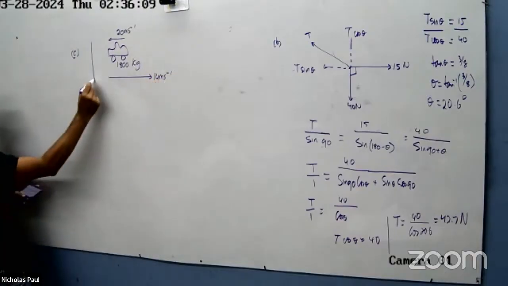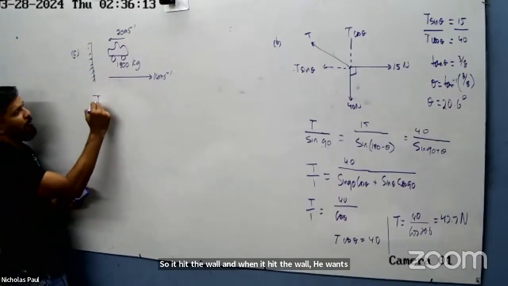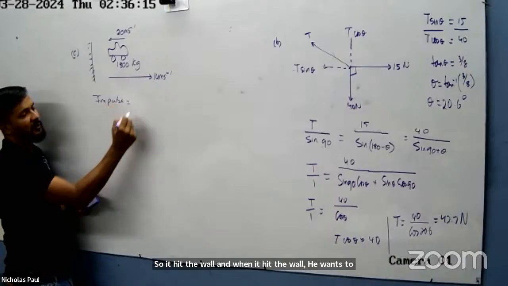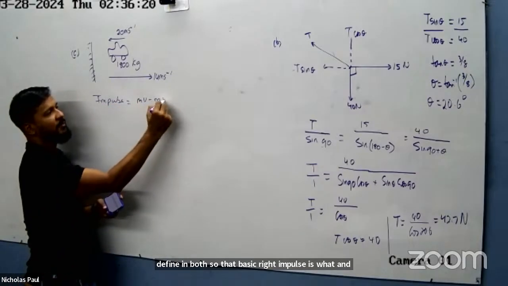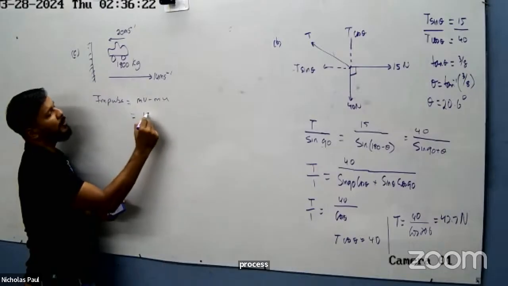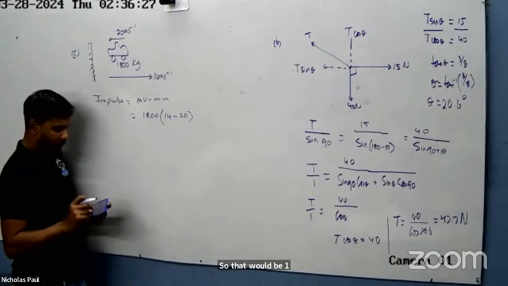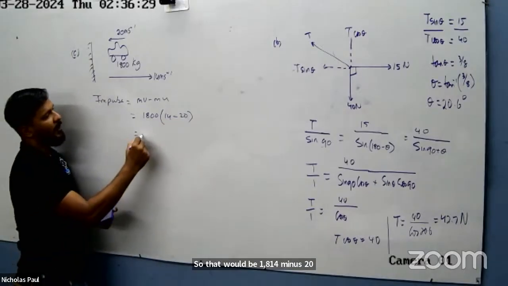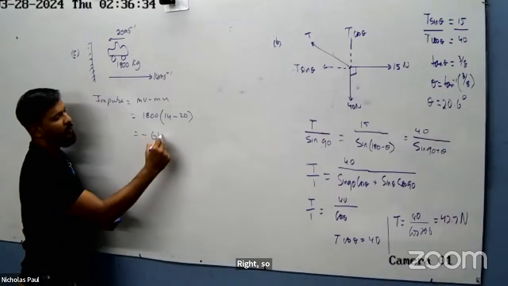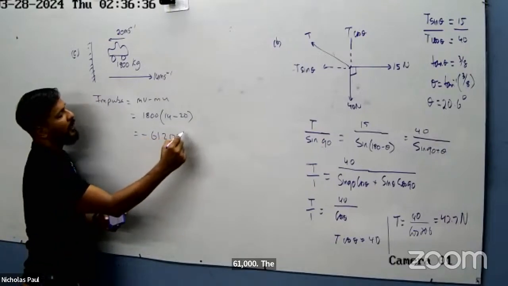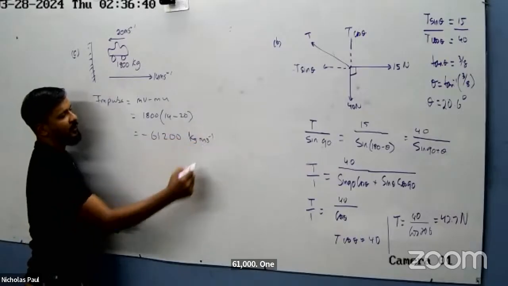So it hits the wall, and when it hits the wall, it bounces off, right? You want to define impulse, so that's basic, right? Impulse is what? Impulse is change in momentum, mv minus mu. So that will be 1800 by 14 minus 20. So that minus what? 61,200. SI unit is kg m s to the minus 1.